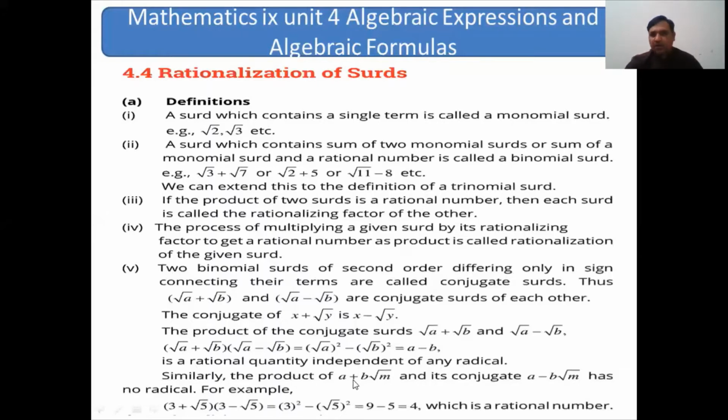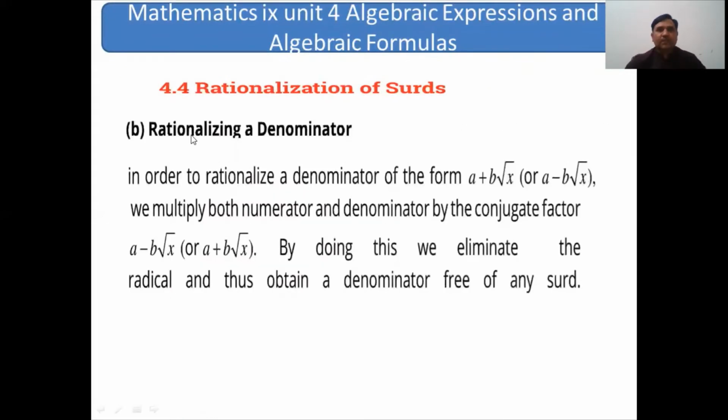Similarly, the product of a plus b square root of m and its conjugate a minus b square root of m has no radical. For example, 3 plus the square root of 5 times 3 minus the square root of 5 is 3 squared minus the square root of 5 squared, which is 9 minus 5, which is 4, a rational number. So you can say that when we multiply two conjugate binomial surds, we get a rational number.